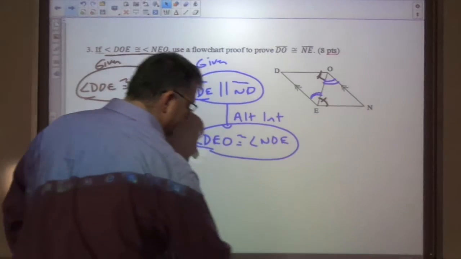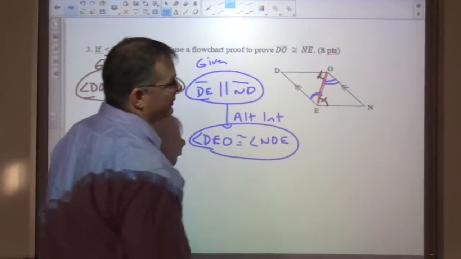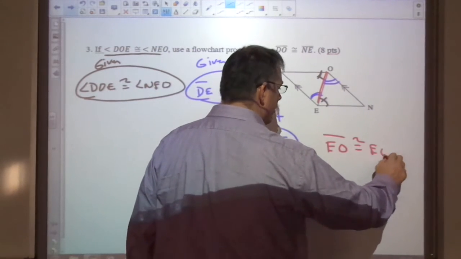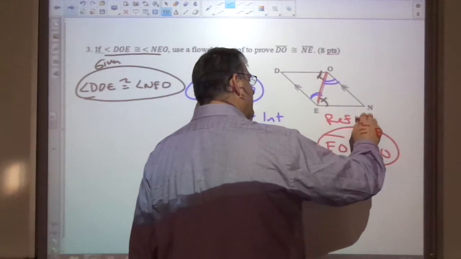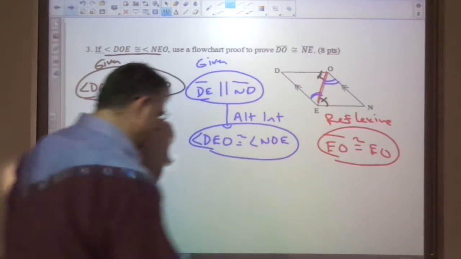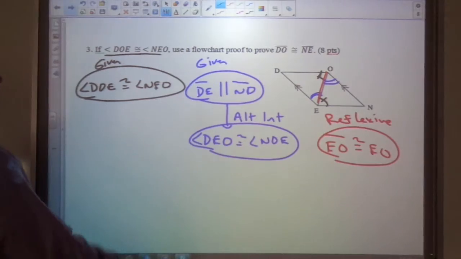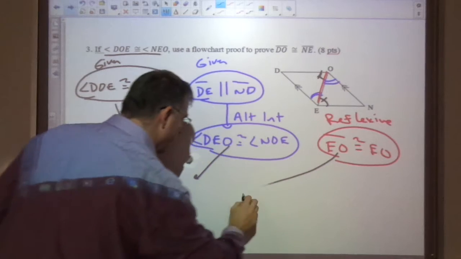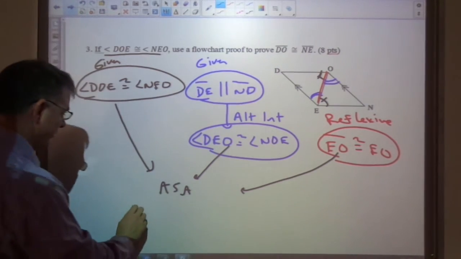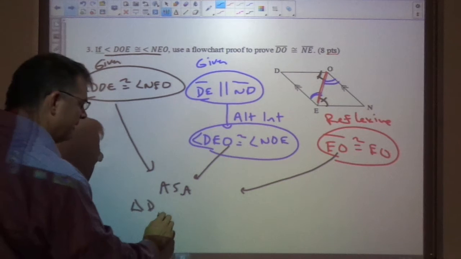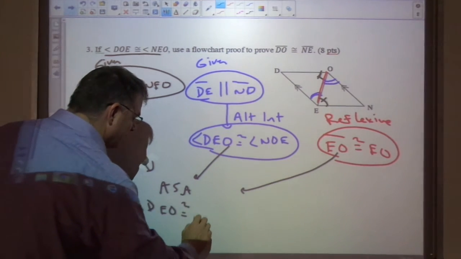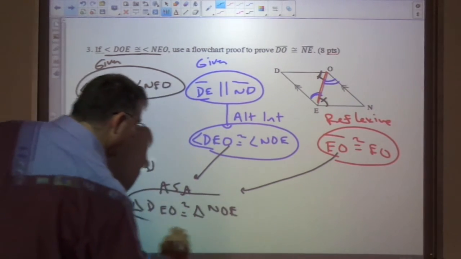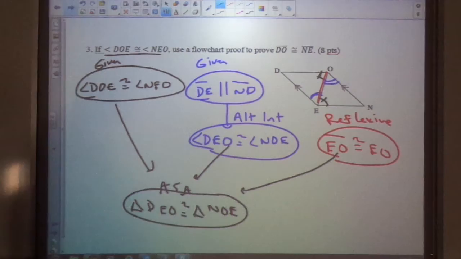Aha, I have a reflexive side right here. So side EO is equal to side EO, and that's the reflexive property. And that tells me that these triangles are congruent because I've got an angle, side, angle. That tells me that triangle DEO is congruent to triangle NOE. However, I'm not done because that's not what the problem asked me for.